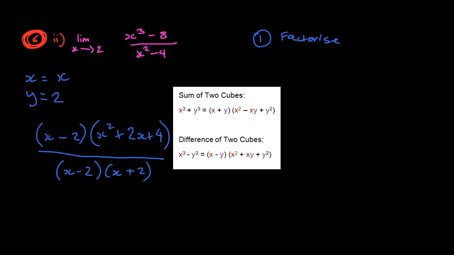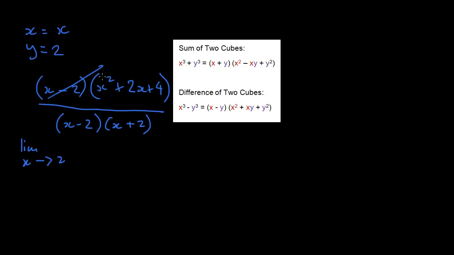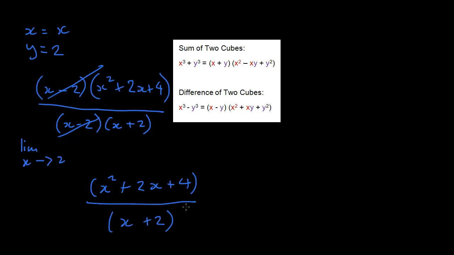Okay, now this makes it a lot simpler. We've got the limit as x goes to 2 still, and now we can just cancel out these because they're multiplying, and we have this left. So we have x squared plus 2x plus 4 over x plus 2.